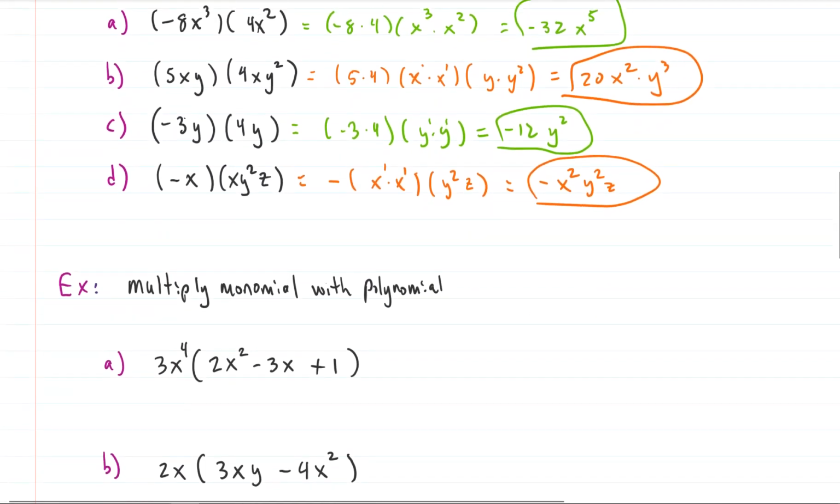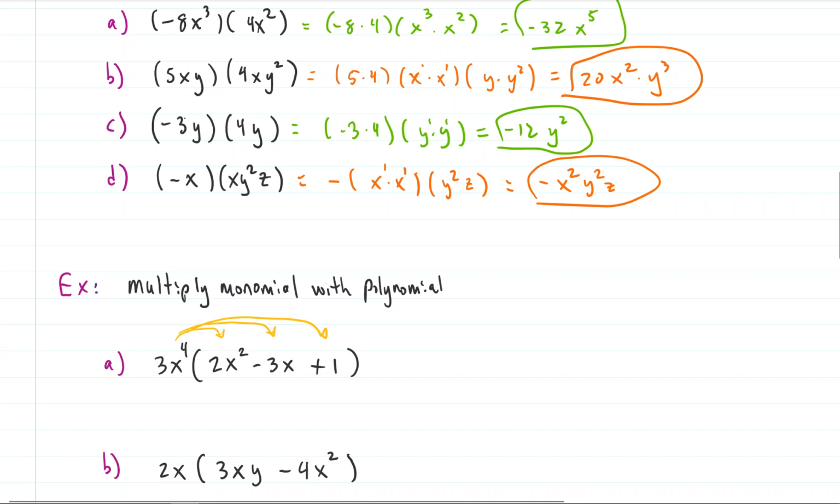What if we were multiplying a monomial with a polynomial, something that has two or more terms? We just need to remember that we're really just distributing. So that monomial out front just gets distributed to every term of the polynomial that it's being multiplied by. In our first example A, we have 3x to the 4th, and that is being multiplied by the polynomial 2x squared minus 3x plus 1.